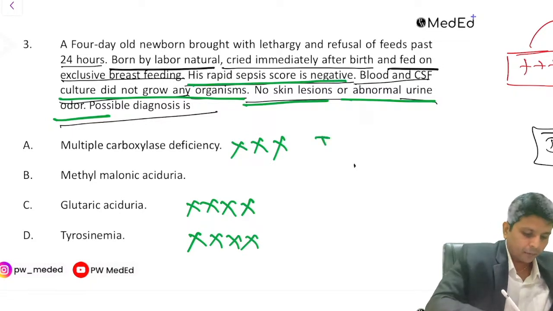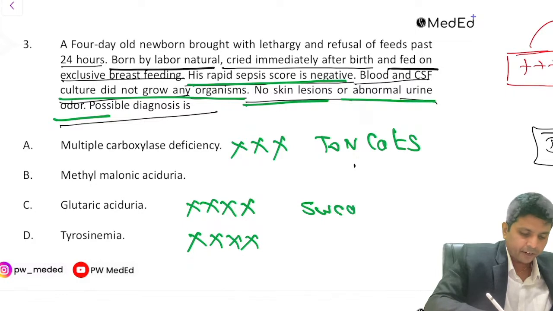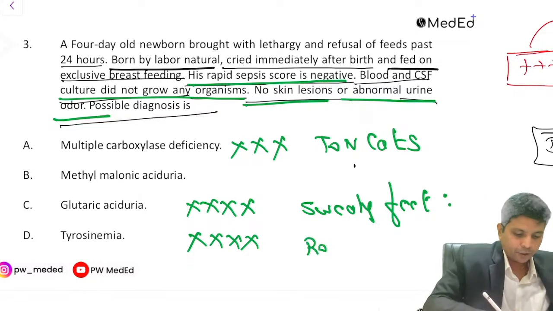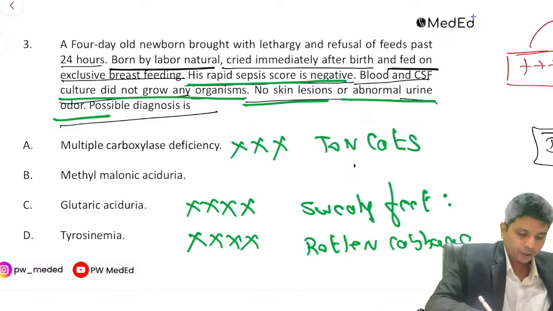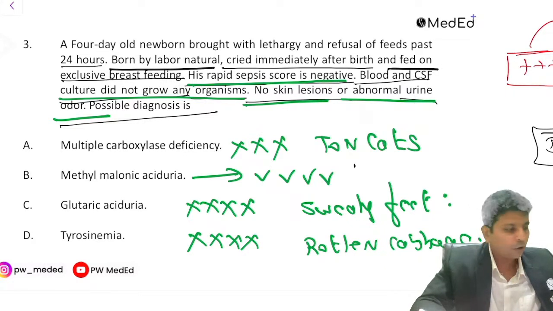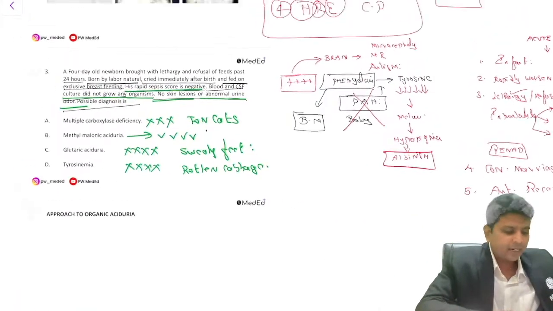In multiple carboxylase deficiency, it is tomcat urine. In glutaric aciduria, you have sweaty feet urine. And in tyrosinemia, rotten cabbage urine. And finally, methylmalonic aciduria: no abnormal urine odor, no skin changes.